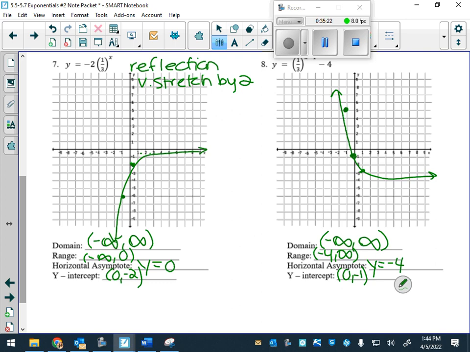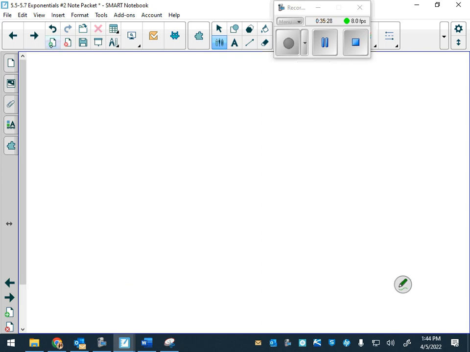How many of you did get all 4 of those correct? Perfect. Okay. So I will be giving you your practice. Okay. It's going to be in the blue packet. Pages 1 through 3 is just the 5.5 practice. Okay.